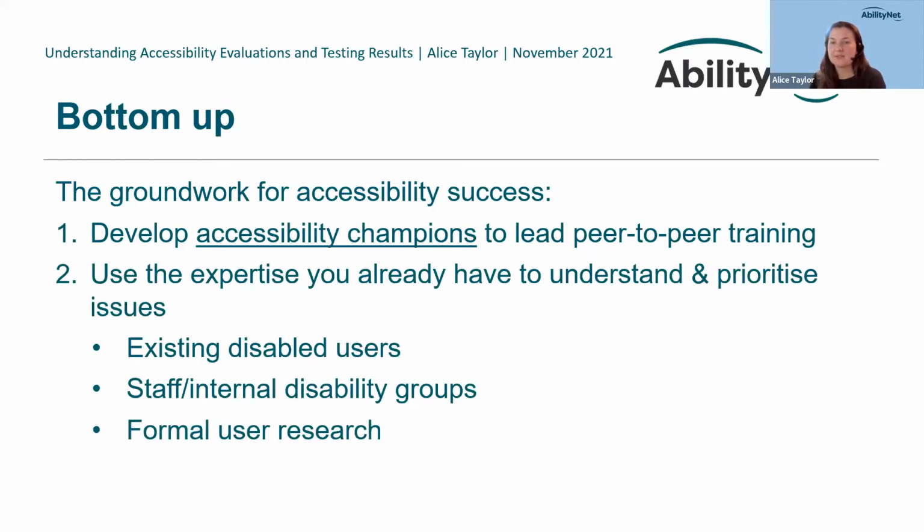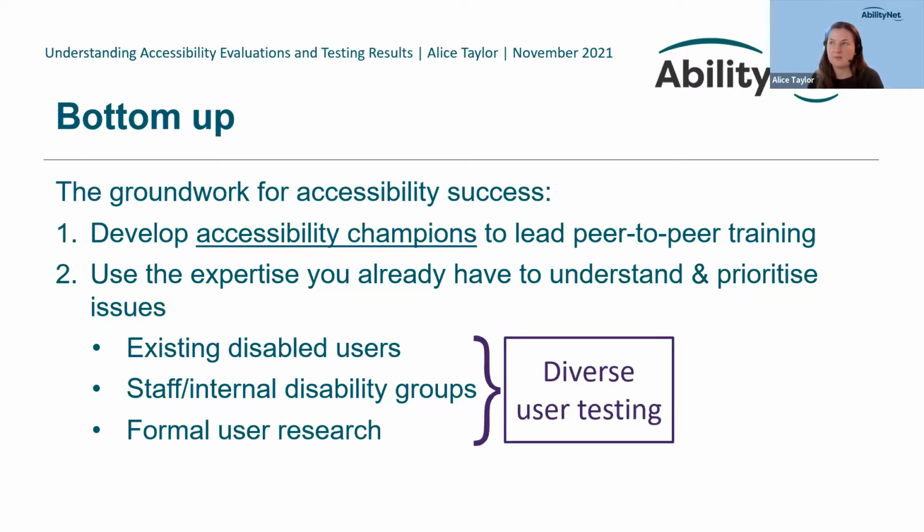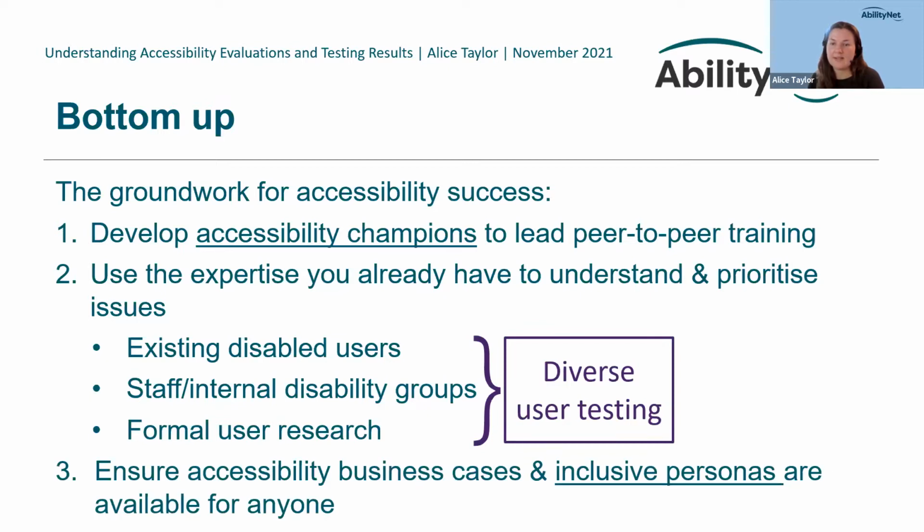And you can also use the expertise you already have to understand and prioritize issues. So you might have existing disabled users, staff or internal disability groups, and formal user research to do diverse user testing. And this can be really valuable to get those insights and bring up issues that you might not find during auditing. And then also inclusive personas can be really useful, especially during the design stage. In this example, the link explains how they develop login examples based on different disabilities. So definitely worth having a look at when you get the slides.